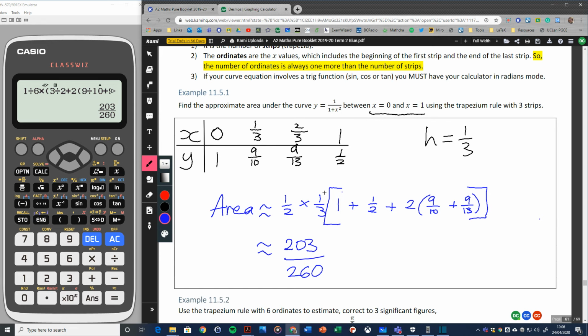That is only an approximation for the area. If you want to see what that is as a decimal, it's about 0.781 to 3 sig fig.